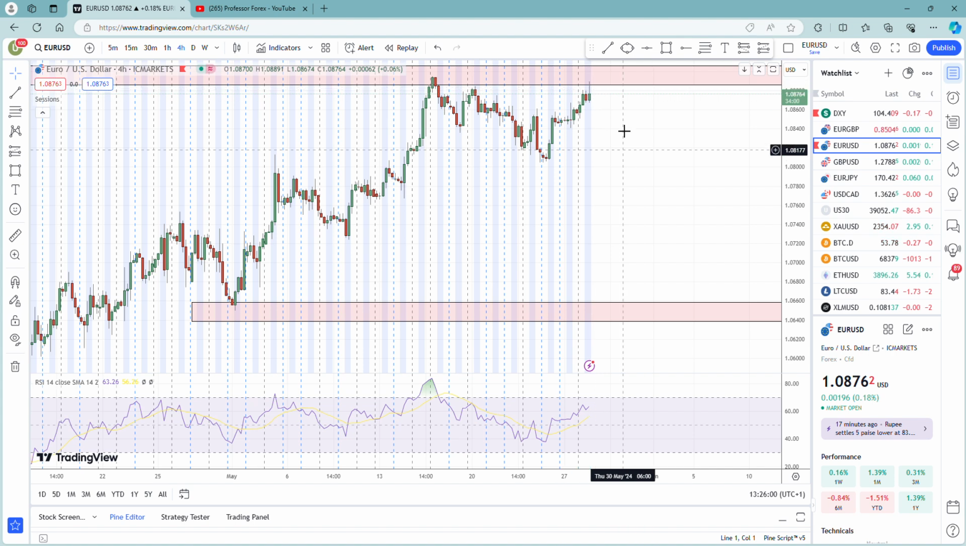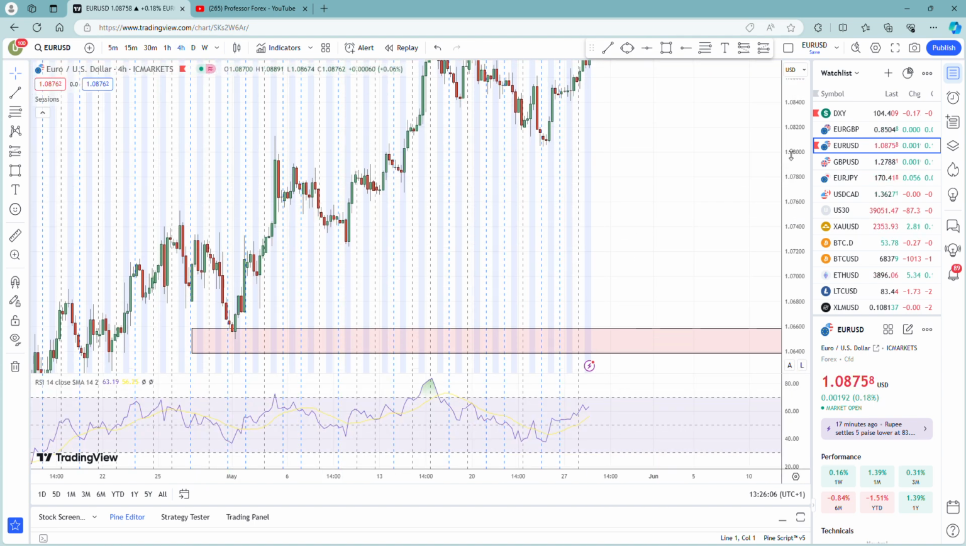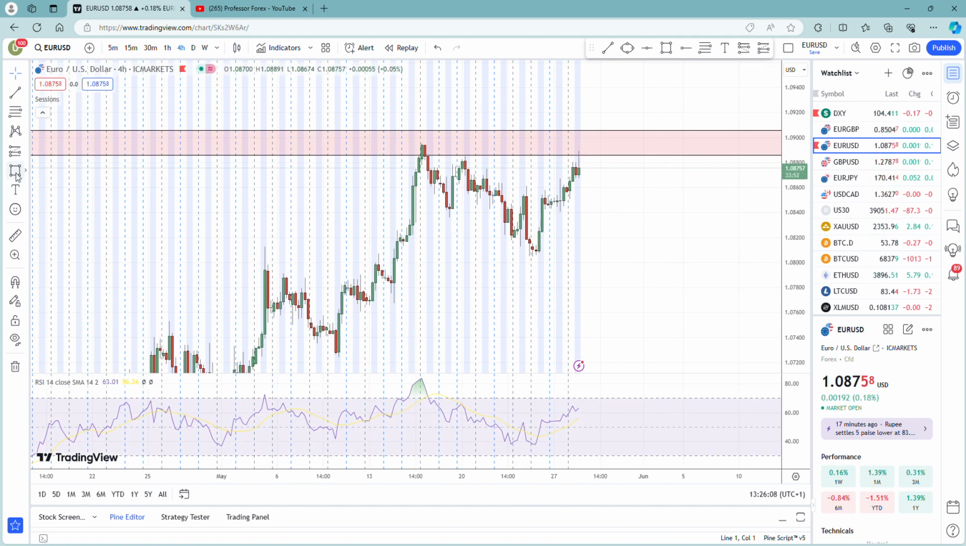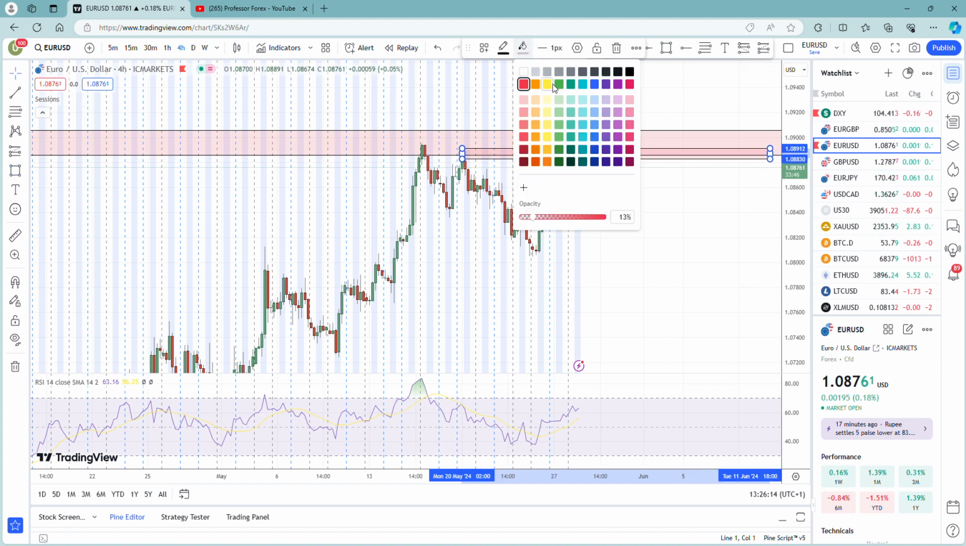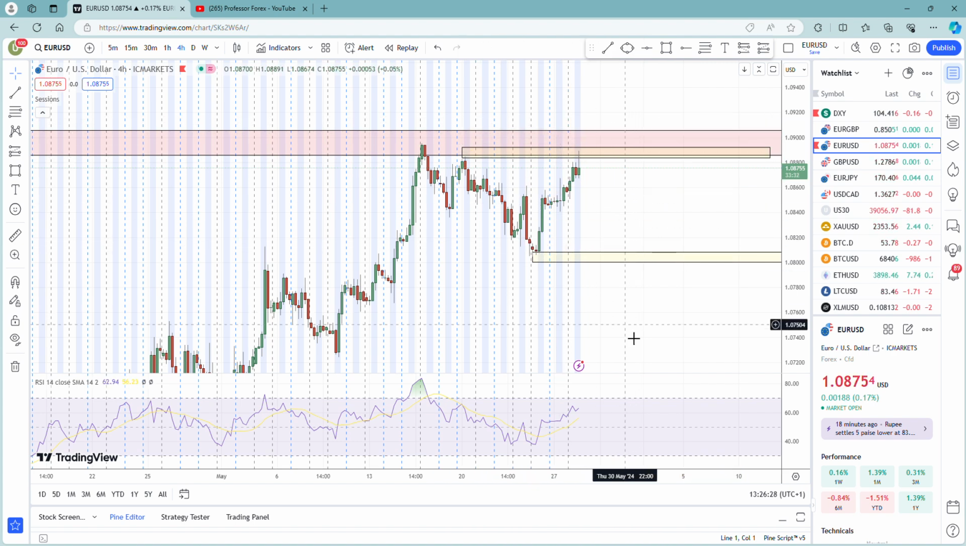So as you can see, the price action does indicate it could potentially go down, but let's have a look. So we've done the daily. Let's move on to the H4 time frame. So I'm just marking resistance on the H4. Let's make that yellow. And you want to mark your support as well.